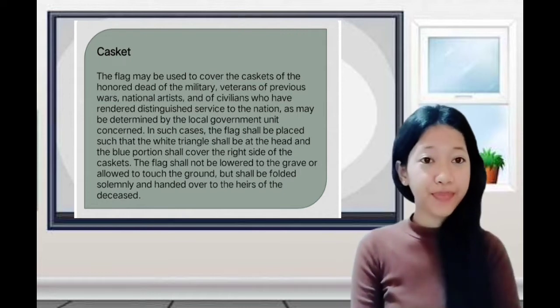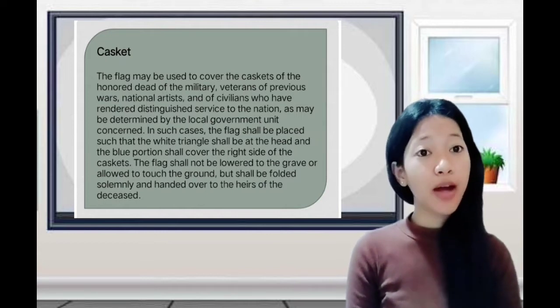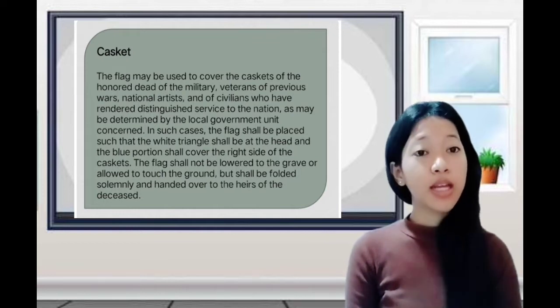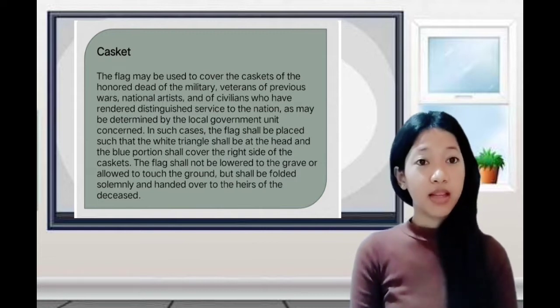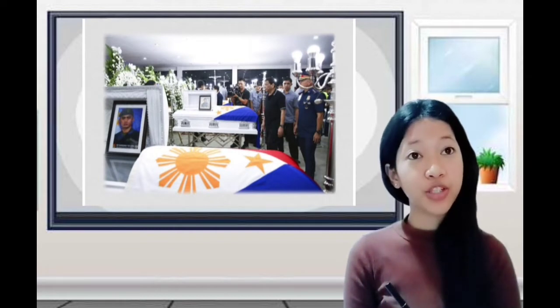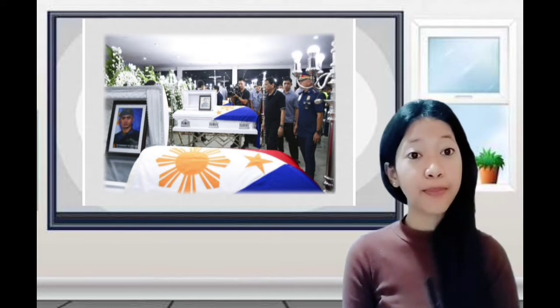So, ang flag kay allowed na siya ibutang sa casket sa mga honored dead of the military, veterans, basta mga tawo nga nihatag og service sa atong country. Like, pareha sa SAF 44, kani siya nga picture. SAF 44 na siya, gibisita na siya ni President Rodrigo Duterte, ang mga SAF 44 nga namatay dito sa Maguindanao. Ang ato lang sa example ron kay ang SAF 44 since SAF 44 rendered service in our country.